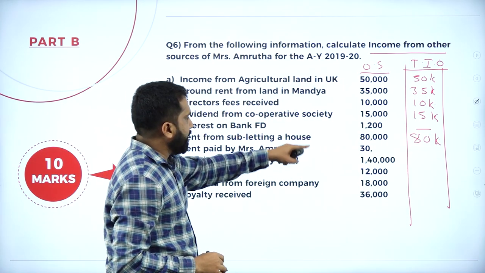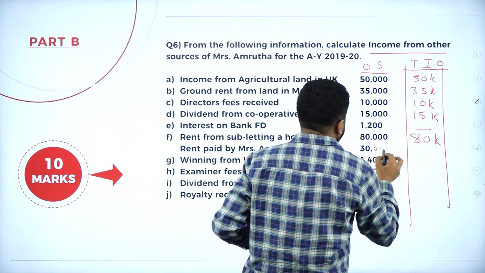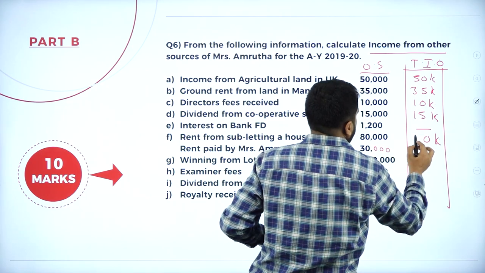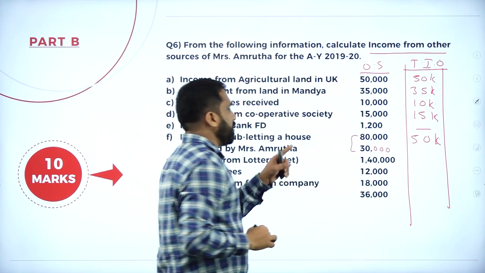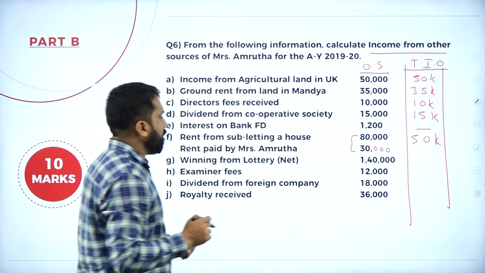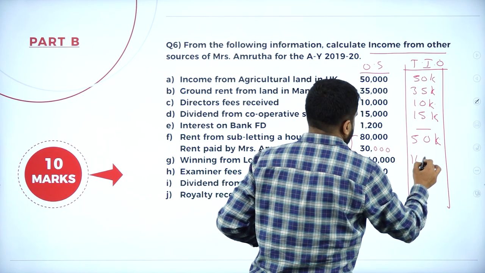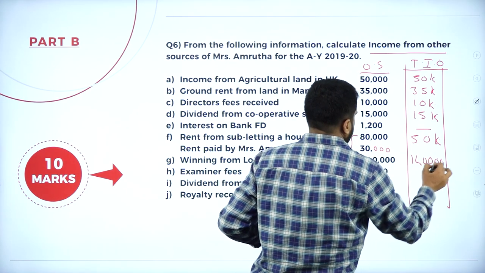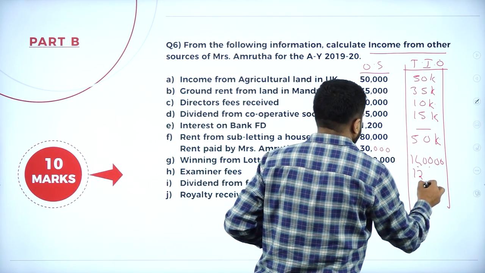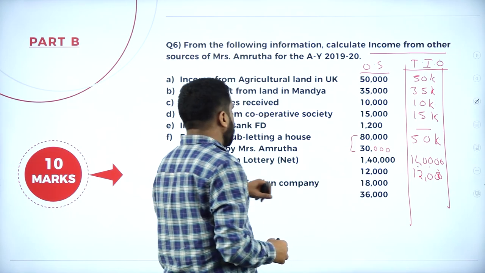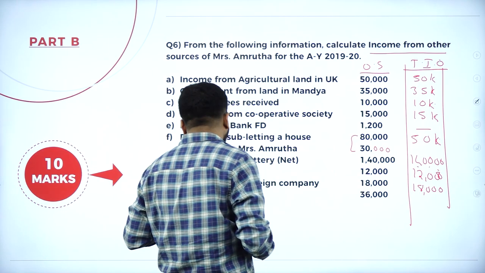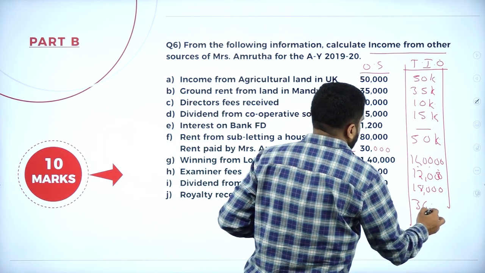Rent paid by Amruta is around 30,000 actually. 80 minus 30, you are supposed to take 50,000. So whatever rent paid by him or her has to be deducted. Then winning from lottery, it will come because it is above 10,000. Examination fees, 12. Dividend from foreign company, if it is an Indian company, exempt. Foreign company, taxable. Royalty received also, taxable.